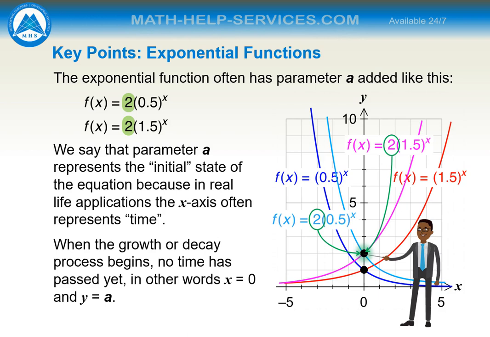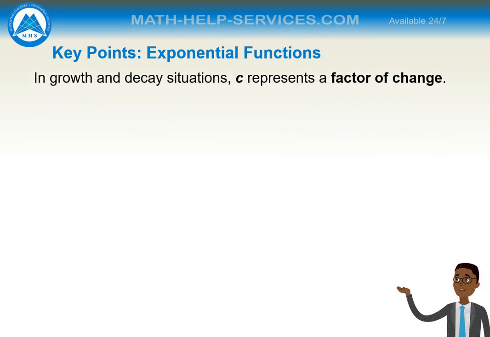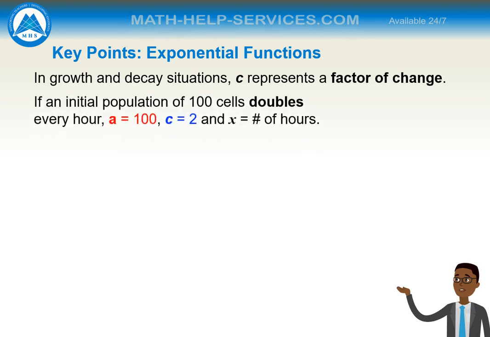When the growth or decay process begins, no time has passed yet. In other words, x equals 0 and y equals a. In growth and decay situations, c represents a factor of change. If an initial population of 100 cells doubles every hour, a equals 100, c equals 2, and x equals the number of hours. This situation can be modeled with this function. Notice, since the c value is greater than 1, this is growth.